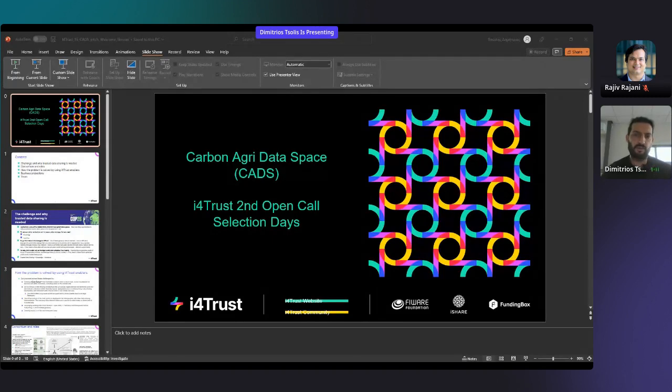If we look at the architecture a bit deeper, we can see that the data providers will have the ability to use the data sharing intermediary of I4 Trust, which will be optimized for the CATS project. This way, the intermediary will be able to collect the data, transform it, and feed the model for carbon emission estimation. And this model will actually feed the mobile applications and web services that will be used by the key entities and the key target users of the project.